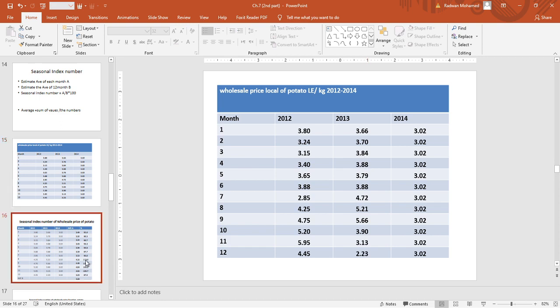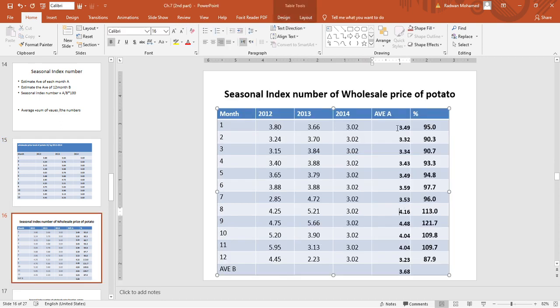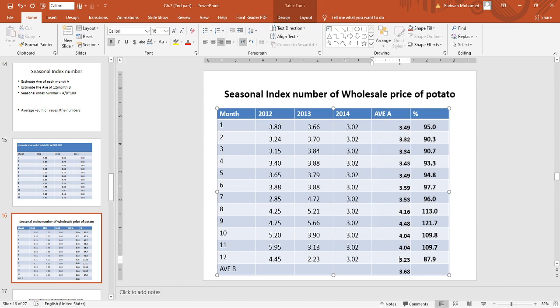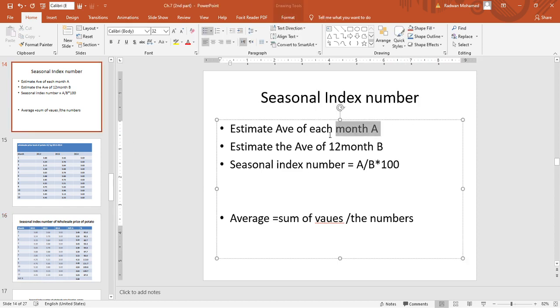So I will sum these values over their number. What is the number? 1, 2, 3, 4? I will have 12 months, so it will give me 3.68. So here I calculated the average of each month, and the estimated average of 12 months, which is B, and I want to get this value, this seasonal index. So I will make A divided by B multiplied by 100.